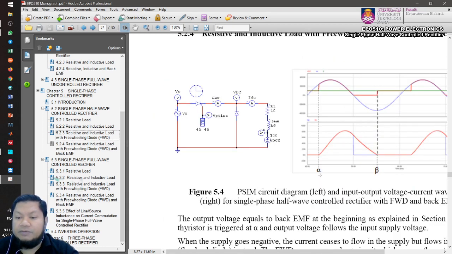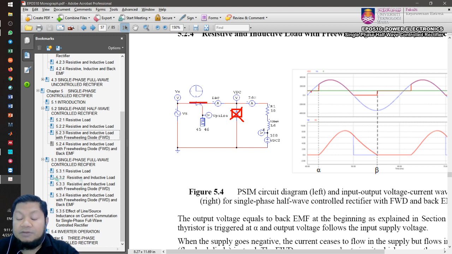Okay, so let's say we have alpha beyond this intersection between VDC and VS. When we start to have the firing angle, the current builds up, and now this will appear as a short circuit, and therefore VDC equals VS, and the diode is turned off because of reverse bias. Now we see that the output voltage equals the supply voltage.